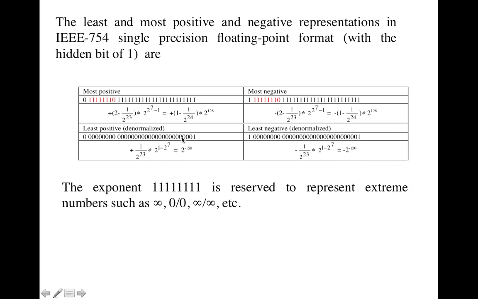These are denormalized when the exponents are set to 0. Signs, of course, are 0 and 1. And then the exponents, the mantissas, are only going to have a single one in each of these strings. And the exponent 11111111 pattern is used to represent what we call the extreme numbers, which are basically infinity, 0 over 0, infinity over infinity, 0 over infinity, infinity over 0, and so on. All these numbers that are typically a problem.